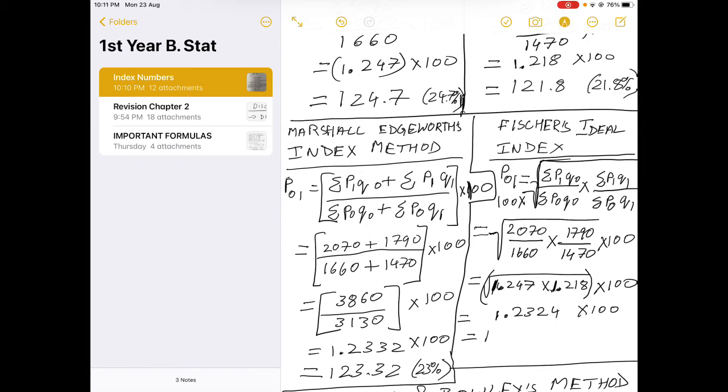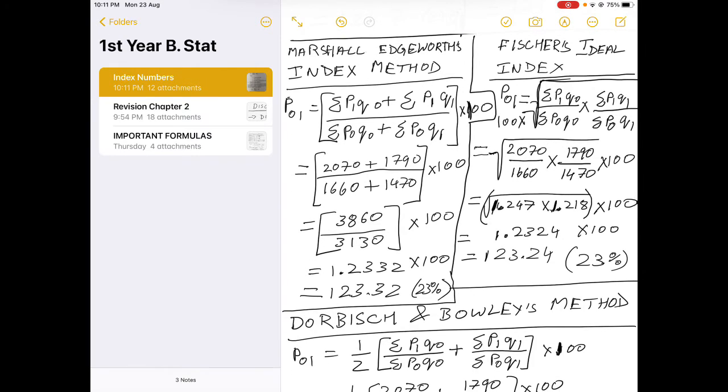Now this gives me the index value of 123.24. That means there is a 23.24% inflation using the Fisher's ideal index.